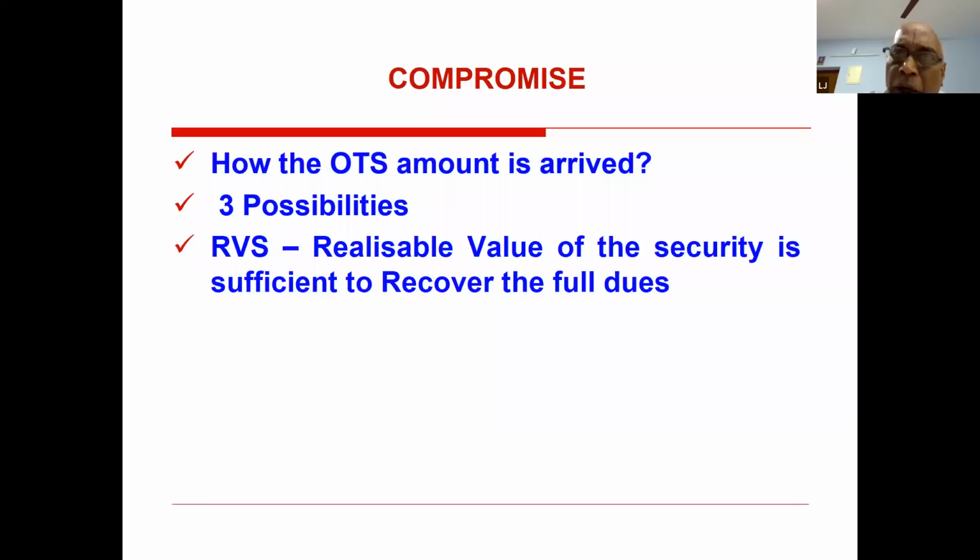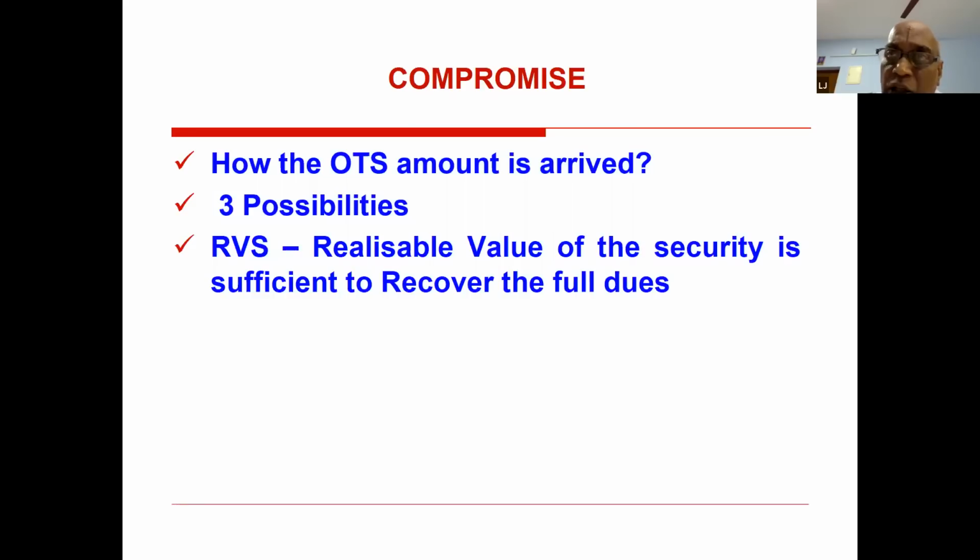So let's assume the borrower has to pay 90 lakhs along with interest. Along with interest, today he has to pay. The account became NPA 2 years back. Along with the interest given in the sanction, let's assume along with the penal interest, the borrower has to pay 90 lakhs.